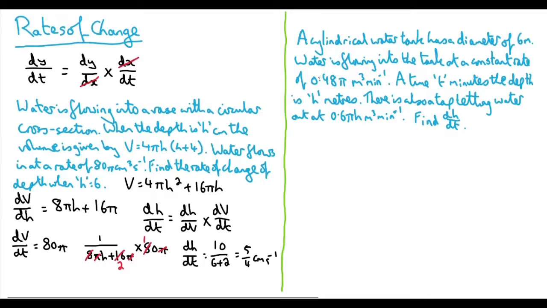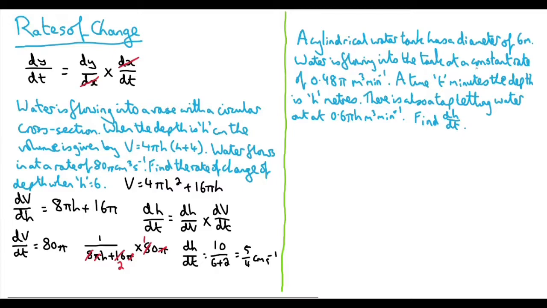Alternatively, you may also have something like this, where a cylindrical water tank has a diameter of 6 meters. Water is flowing into the tank at a constant rate of 0.48 pi meters cubed per minute. Now, at time t minutes, the depth is h meters. There is also a tap letting water out at 0.6 pi h meters cubed per minute, though. So therefore find dh/dt. So the difference here, other than also time is now minutes and seconds, is that not only do you have the volume increasing at one end, it's also trying to decrease at the other.